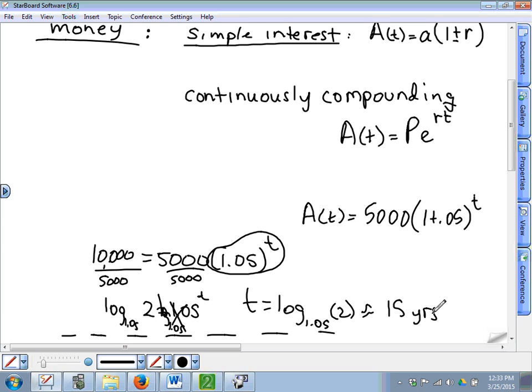So it takes 15 years for that account to double. But check it out, we're not done yet. Isn't there another part of this question? It takes 15 years to double with simple interest. How long will it take to double if it's compounded continuously?